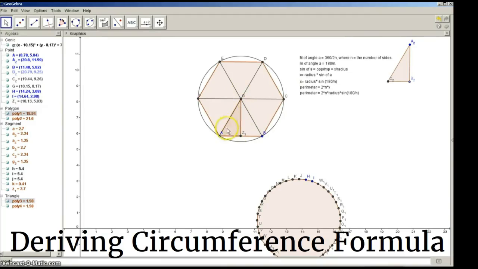Let's take a look inside of our polygon at the triangle. Let's think about this side here. Now, we said that the measure of this angle here was going to be 360 degrees, because that's how many degrees are in a circle. We divide it by the number of sides, which tells us how many triangles there are.